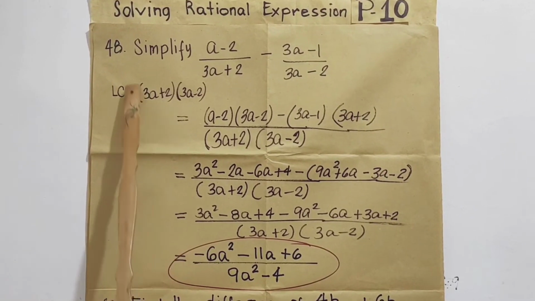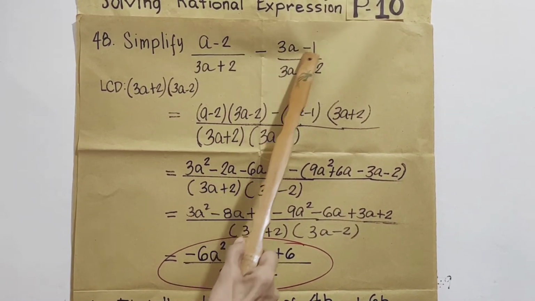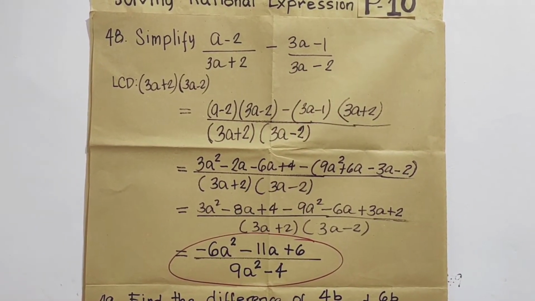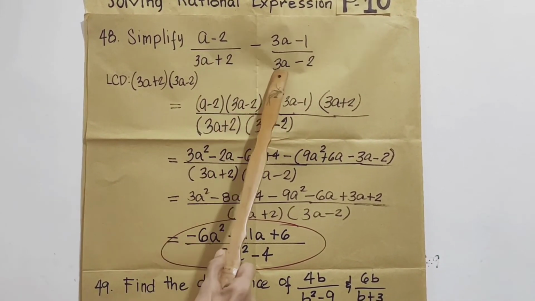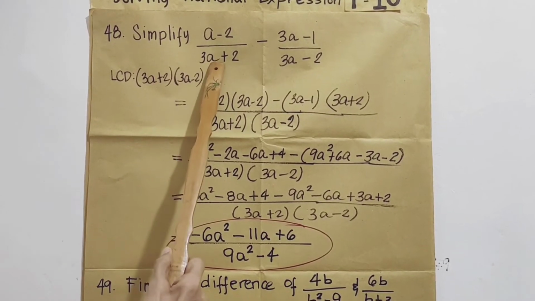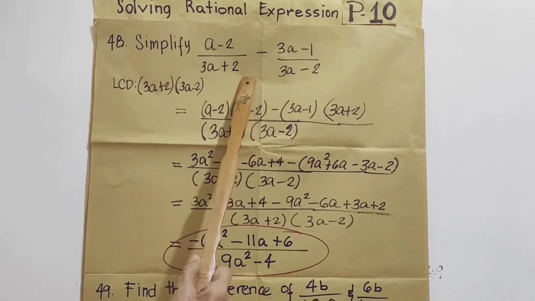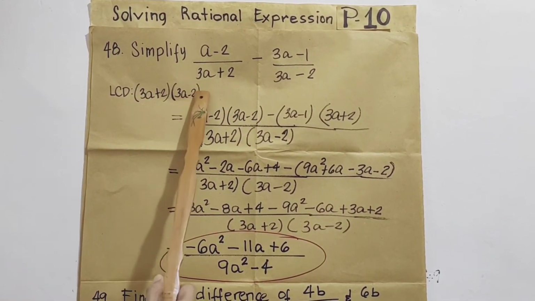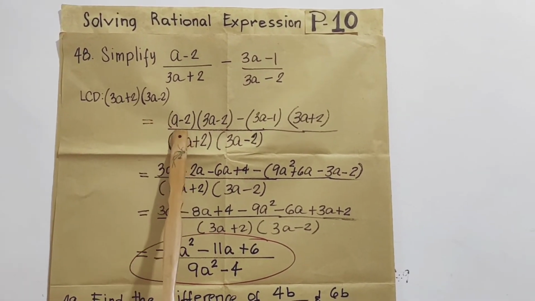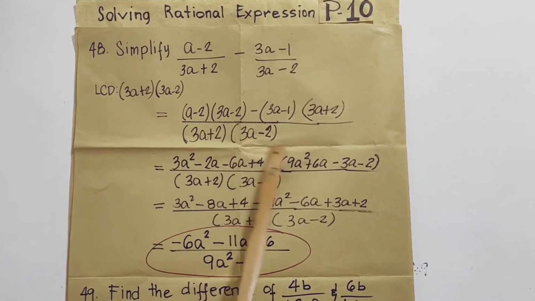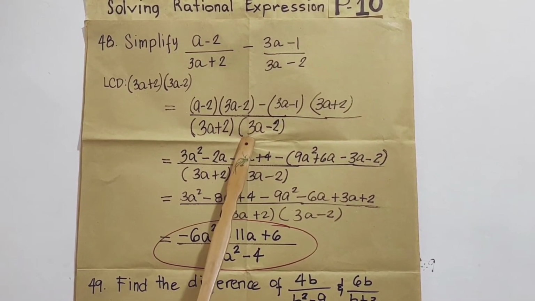Okay guys, we are now in number 48. Simplify a minus 2 over 3 plus 2, then minus 3 minus 1 over 3 minus 2. Again, we have to determine first the denominators. They are not the same, and since they are prime, we have to multiply. So 3 plus 2 times 3 minus 2. Upon knowing the LCD, we draw a line and put this denominator below the line as the denominator.